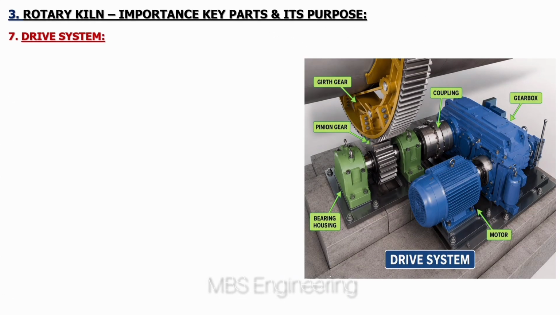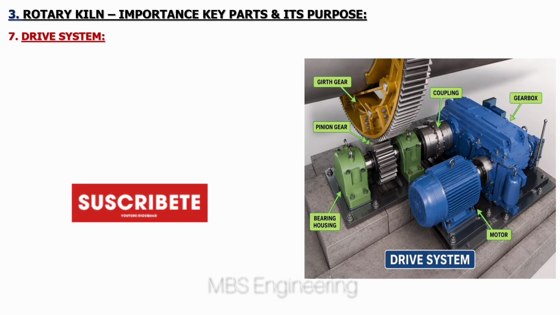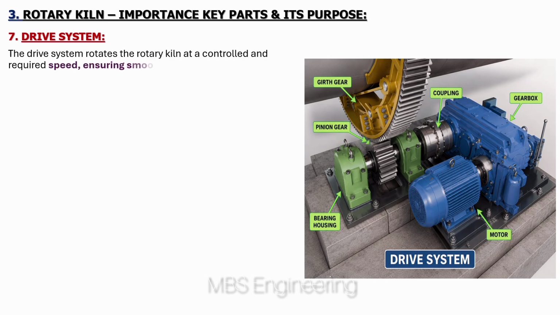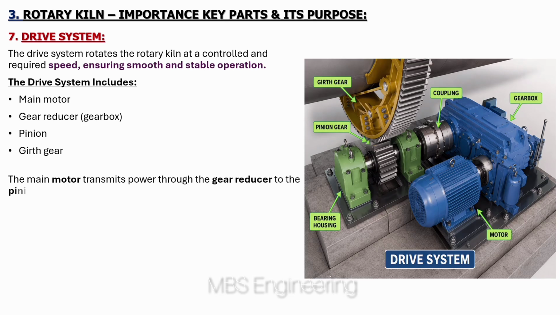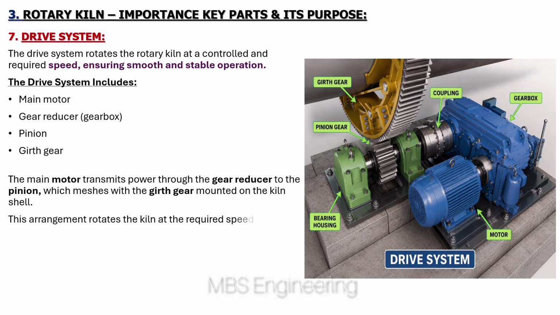The seventh important key part is the kiln drive system. Please refer to the picture showing the kiln drive system. The drive system rotates the rotary kiln at a controlled and required speed, ensuring smooth and stable operation. The drive system includes main motor, gear reducer, gearbox, pinion, girth gear. The main motor transmits power through the gear reducer to the pinion, which meshes with the girth gear mounted on the kiln shell. This arrangement rotates the kiln at the required speed.